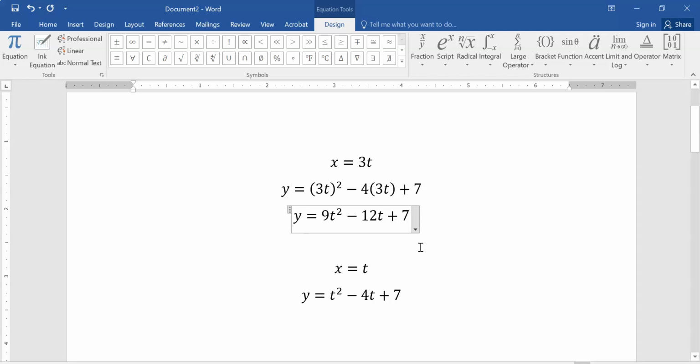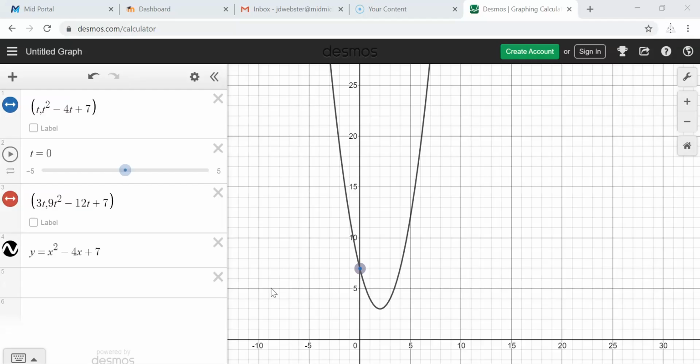Okay, so I'm going to graph both of these parametric equations on my calculator, both the x equals t version and the x equals 3t version. And we'll do a little work on how you can see that. What I've done here is I've tried to give you a graph of this. I've graphed y equals x squared minus 4x plus 7. That's the parabola that's in black here.